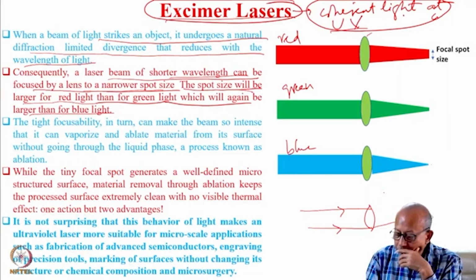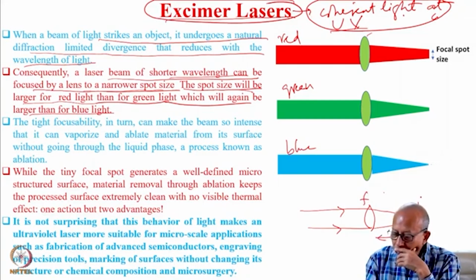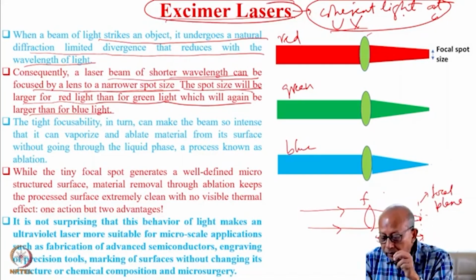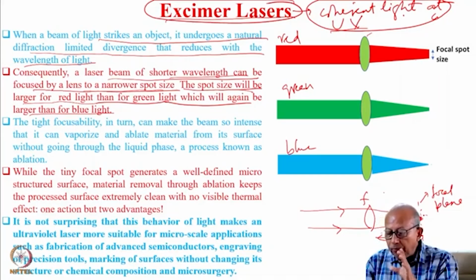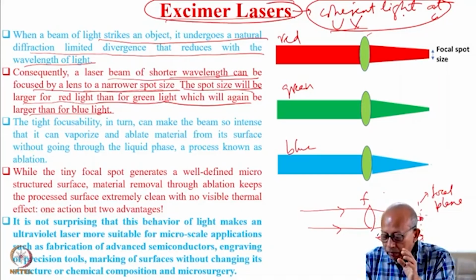Instead, there will be a spot size of the beam at the focal plane. So this is the focal plane. If the focal length is f, so this is f. At the focal plane, it will not be focused to a point, but there will be a focal spot of diameter, say d.